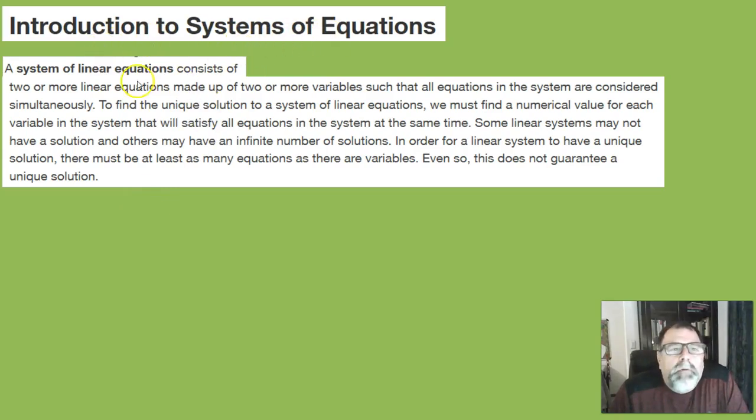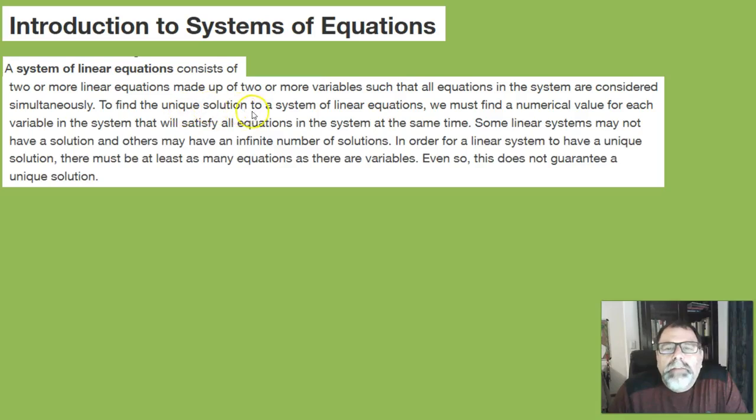Introduction to systems of equations. A system of linear equations consists of two or more linear equations made up of two or more variables such that all equations in the system are considered simultaneously. If you cracked open an older textbook, a lot of older textbooks would call this systems of simultaneous linear equations, just to emphasize that point.